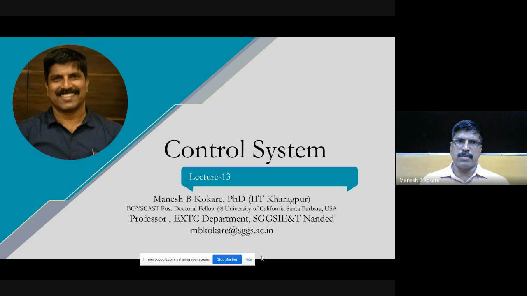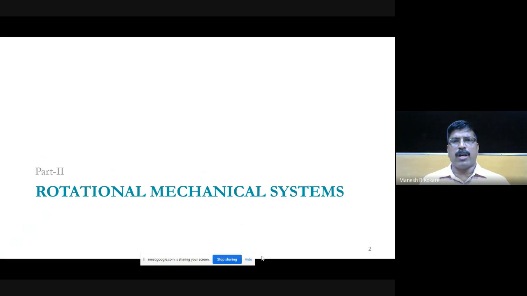In translational mechanical systems, there were three basic elements: one was the mass element, another was the dashpot, and the third was the spring element. These basic elements are used for designing the mechanical system. We then saw how to obtain the mathematical model of each individual component, and when they are connected in series, in parallel, and in various combinations, how to find the overall transfer function of that system. Now, in today's lecture, we'll be talking about the rotational mechanical system.